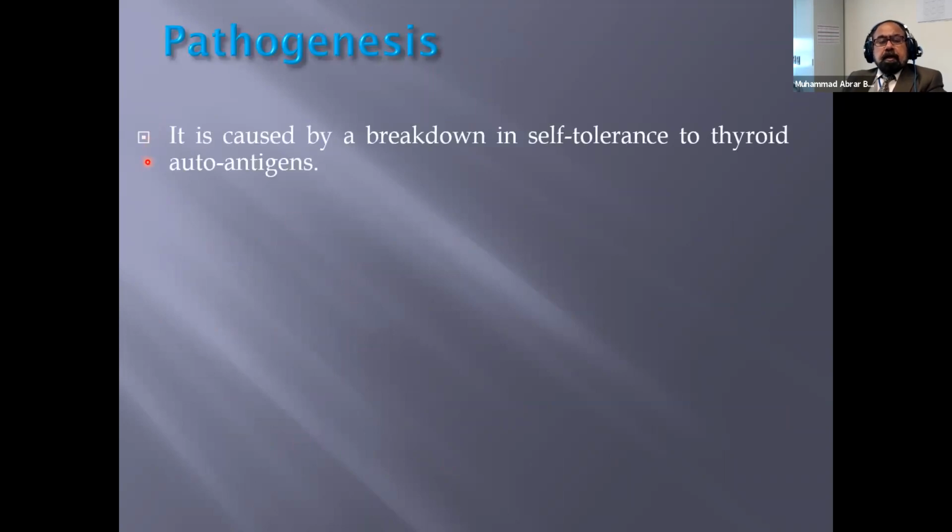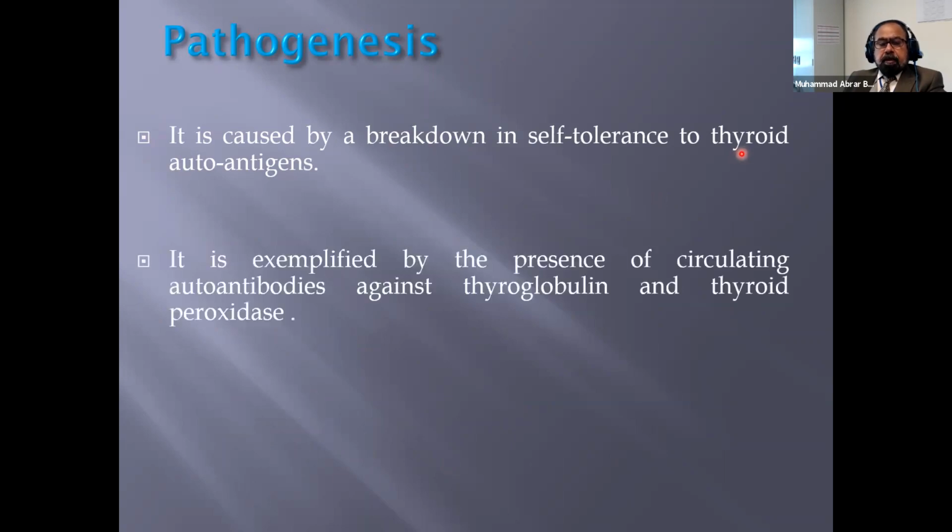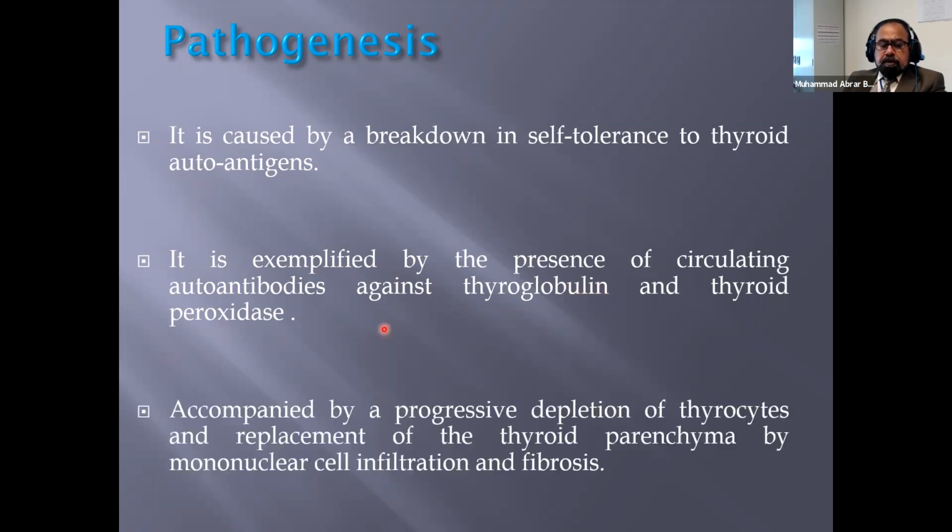It causes a breakdown in self-tolerance to thyroid autoantigens. This is exemplified by the presence of circulating antibodies against thyroglobulin and thyroid peroxidase. So antibodies are being produced which attack the thyroglobulin and the thyroid cells, the thyroid peroxidase. This is accompanied by progressive depletion of thyrocytes and replacement of thyroid parenchyma by mononuclear cell infiltrate and fibrosis. More and more thyroid follicular cells are damaged and replaced by fibrosis or mononuclear infiltration.